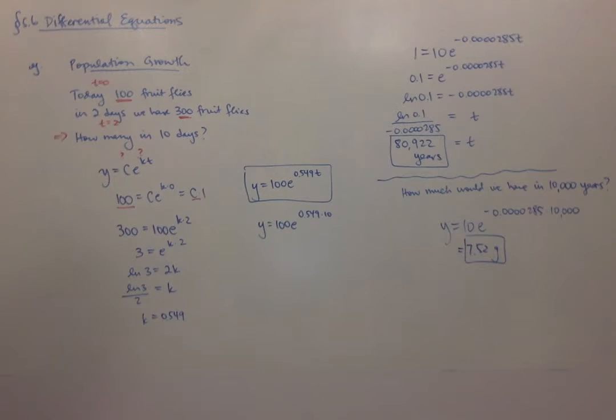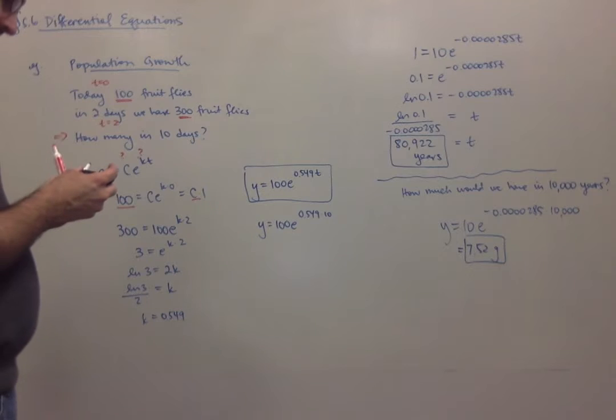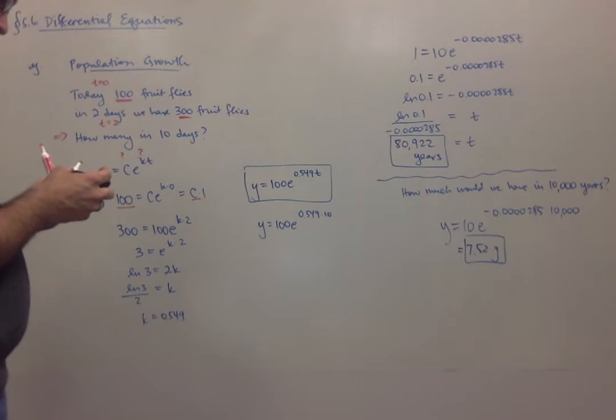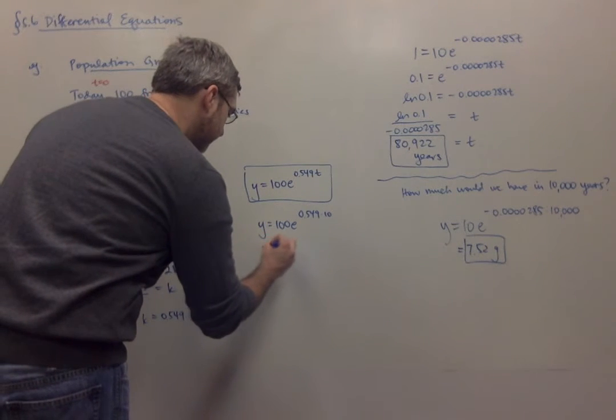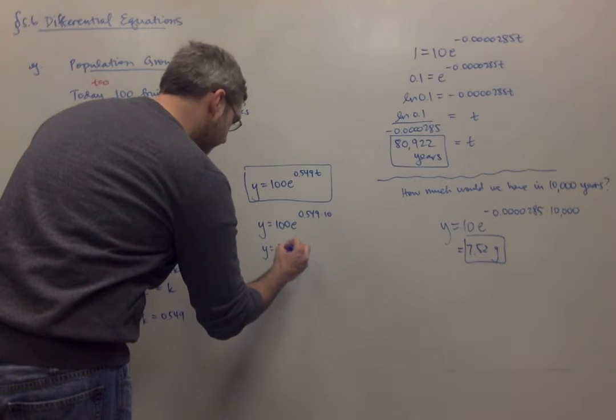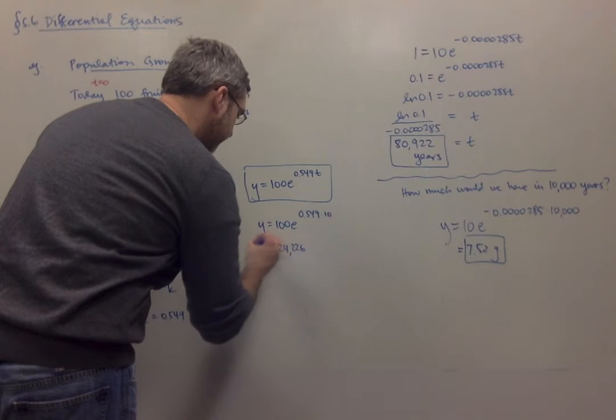So let's take our 0.549 number times 10, take e to that, and then multiply by 100. And what ends up happening is we have 24,226 fruit flies.